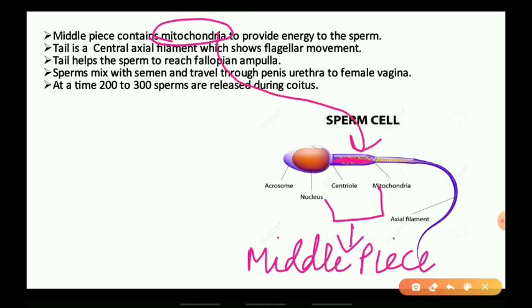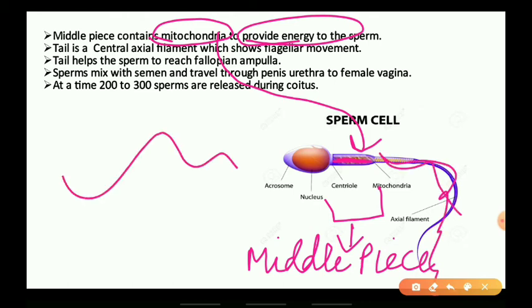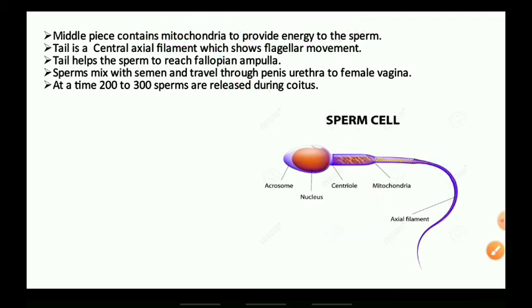And these mitochondria, what do they do? They provide energy. Mitochondria are called the powerhouse of the cell. So they provide energy to the sperm, and this tail is going to move by the energy provided by mitochondria.